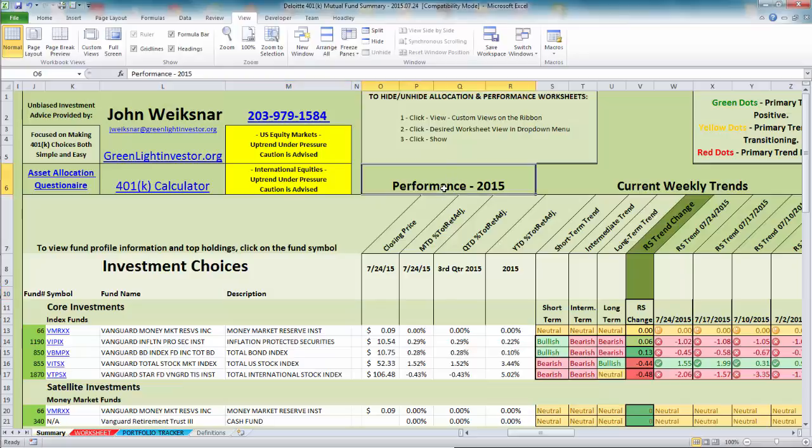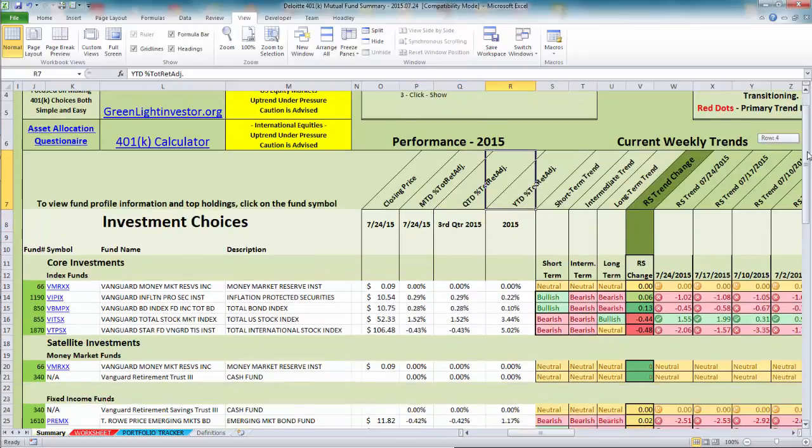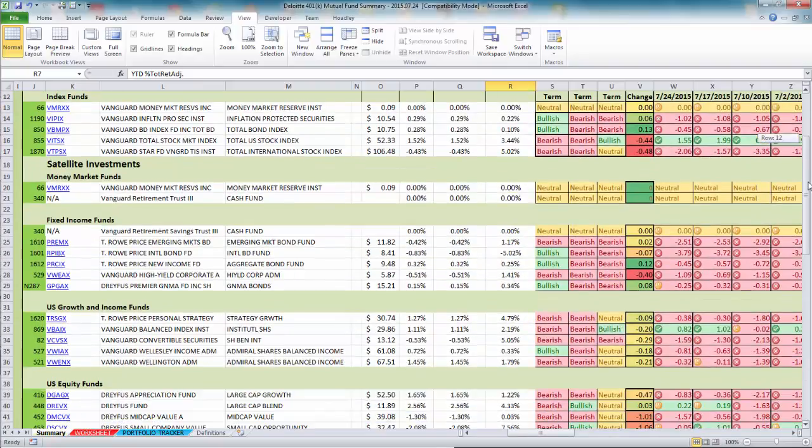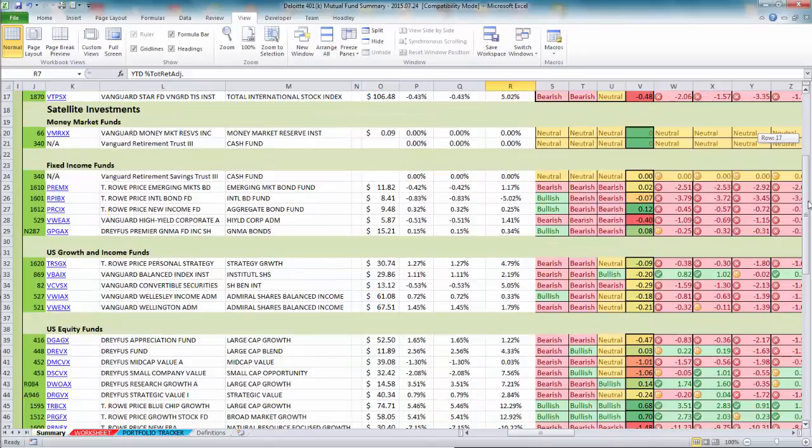The center columns, those are set up to show you the performance of each of the funds in your 401k. Each week we'll update this information by updating the closing price, the month-to-date return, the quarter-to-date return, and the year-to-date return. We feel that this is important so you can keep track of your investment choices and see how they're doing relative to other investments available to you within each of the different categories.